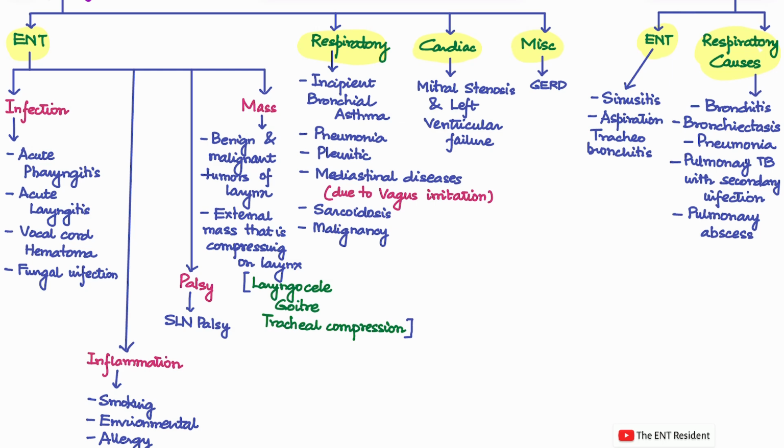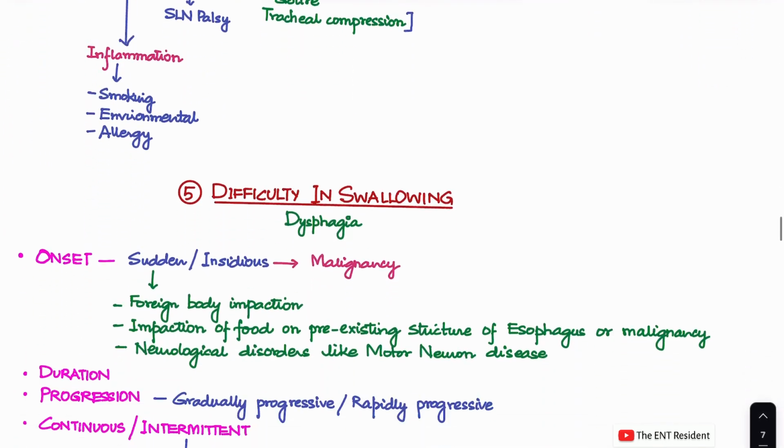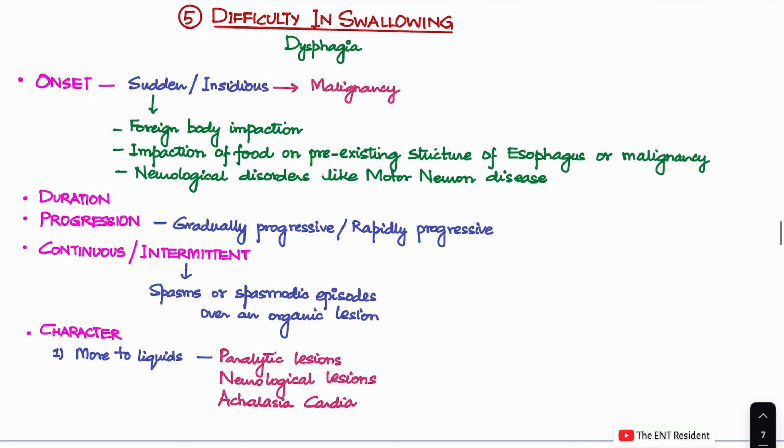Next complaint is difficulty in swallowing, also known as dysphagia. Does this have a sudden onset or an insidious onset? An insidious onset is seen more in malignancy, whereas a sudden onset will be seen in cases of foreign body impaction, or impaction of food in a pre-existing stricture of the esophagus or malignancy, or any neurological disorders like motor neuron disease. How long has this difficulty in swallowing been present for?